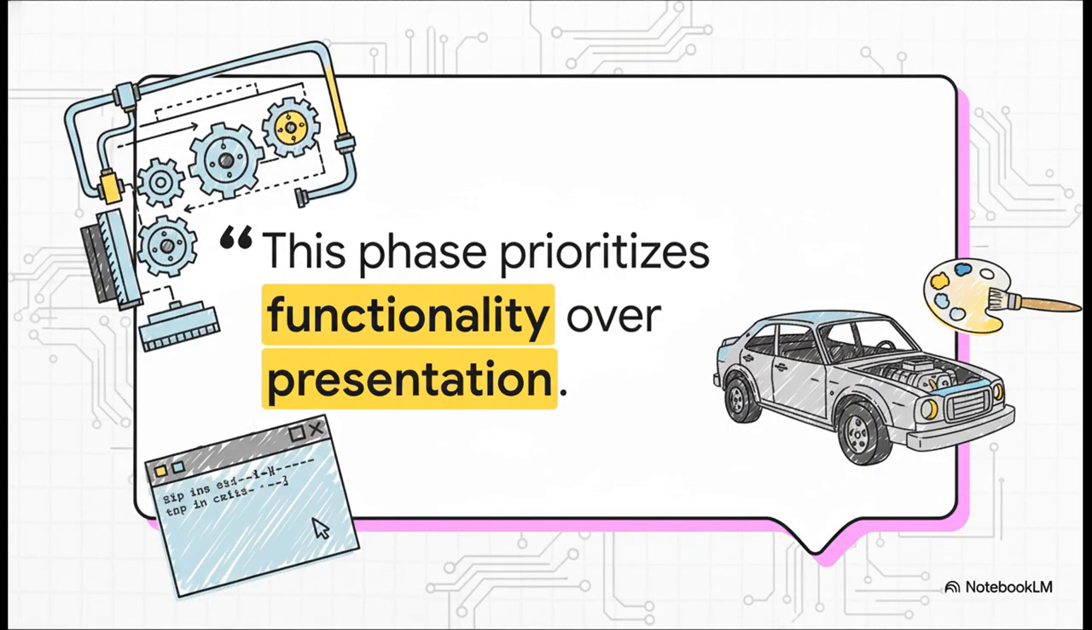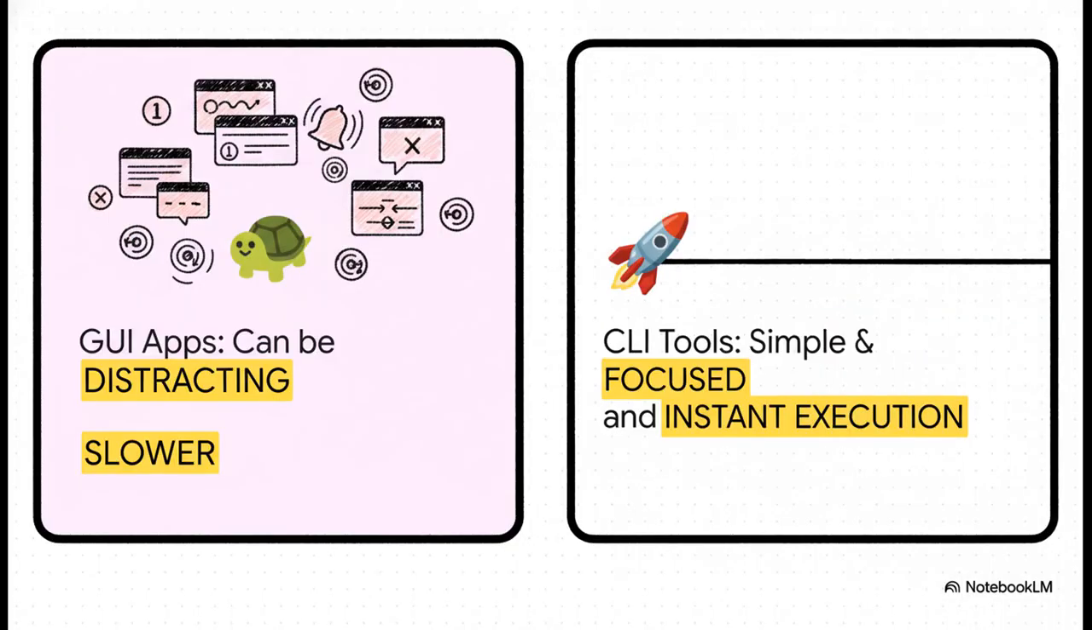I love this quote because it sums up the entire philosophy. It's like building a car. You get the engine, the transmission, and the steering working perfectly before you even think about the paint job. Function first, then form. That's how you build something that lasts. And here's that contrast laid out plain and simple. We're all used to graphical apps, but they often come with baggage. They can be slow, resource-hungry, and full of distractions. The CLI approach flips that script completely. It's minimalistic on purpose, which makes it incredibly fast and keeps your focus exactly where it needs to be.